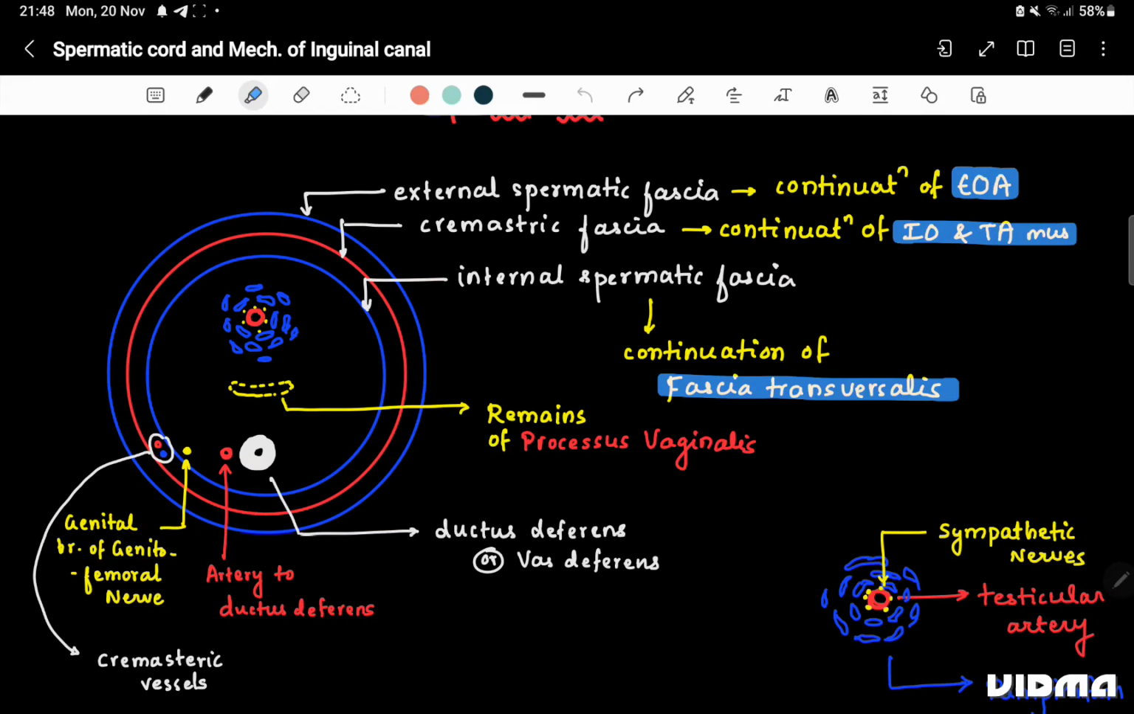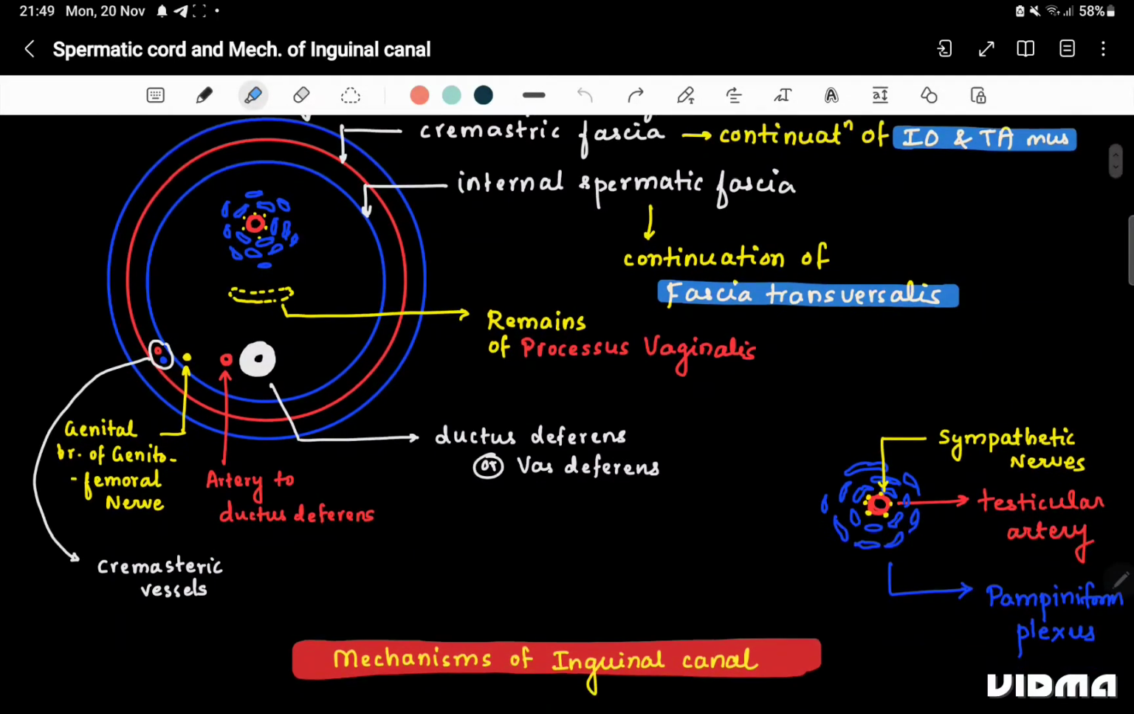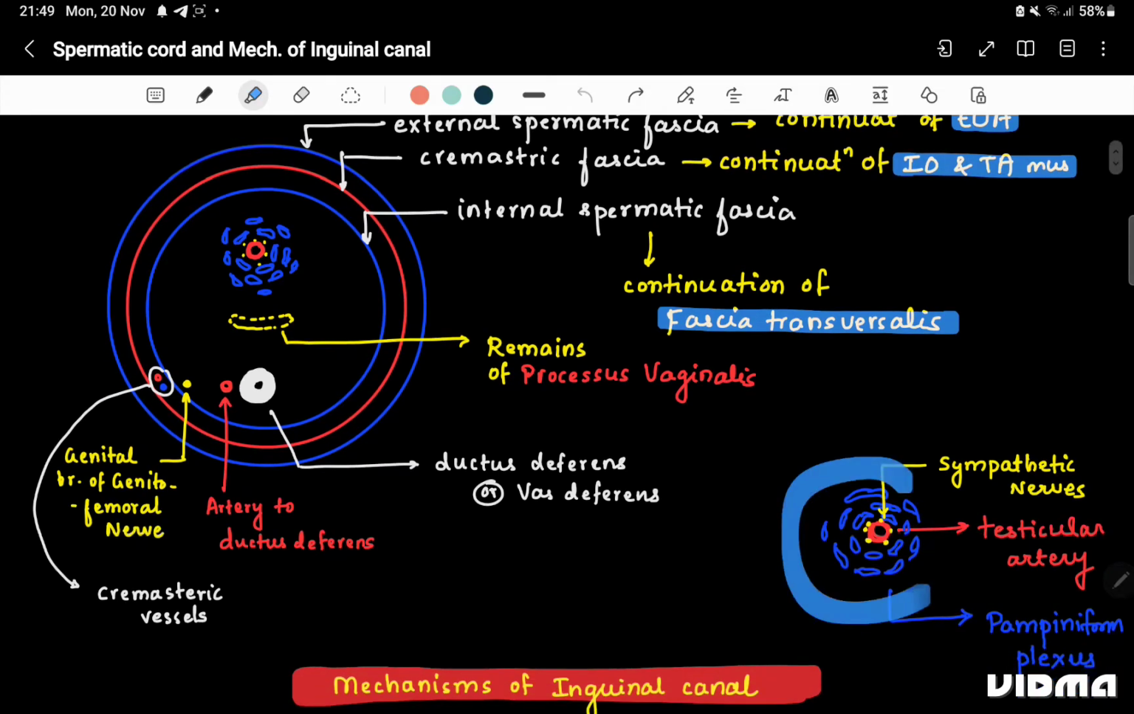That's the continuation of the conjoint tendon, you can say. And the internal spermatic fascia is the continuation of your fascia transversalis. Here you have an arrangement. What is this arrangement? You have the testicular artery here, and in the walls of the testicular artery you have sympathetic nerves present. And the pampiniform plexus.